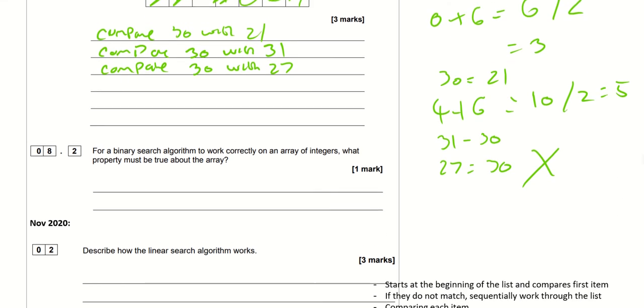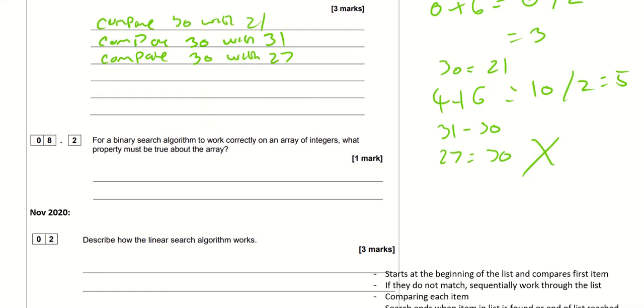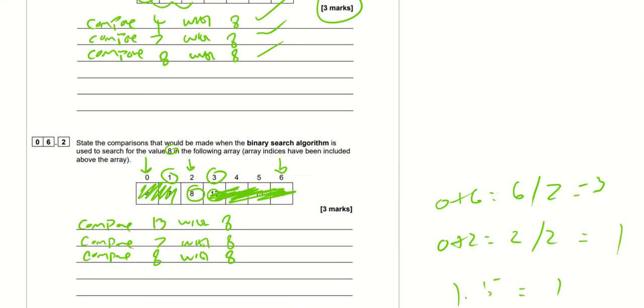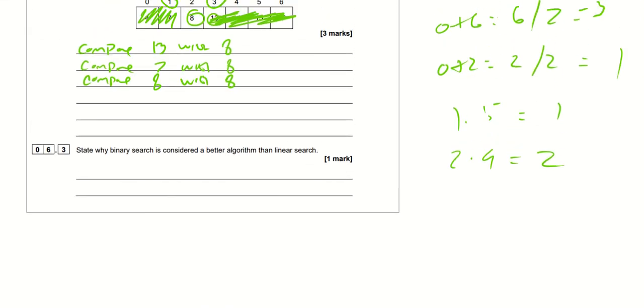Let's have a look at some of these other questions. What property must be true about the binary search? Remember, it must be sorted or in a numeric order. And then this question here, state why a binary search is considered a better algorithm than a linear search. Well, it's more efficient. Or it's quicker because it uses less steps.